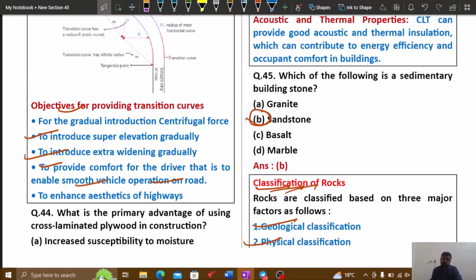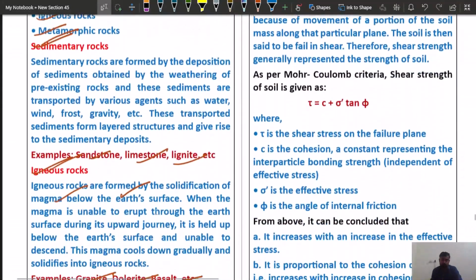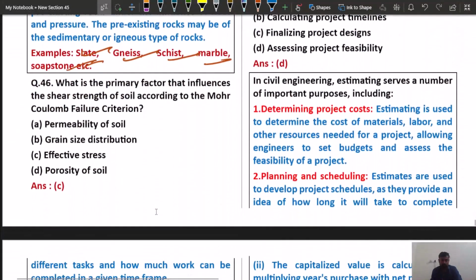Now proceeding to the next question. What is the primary factor that influences the shear strength of soil according to Mohr-Coulomb criterion? Which is the primary factor which influences the shear strength of soil by the Mohr-Coulomb failure criterion? Options are given: permeability of soil, grain size distribution, effective stress, porosity of soil.